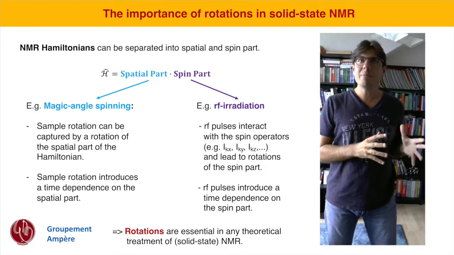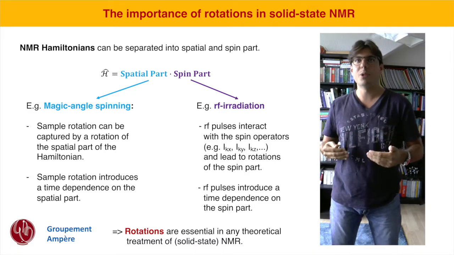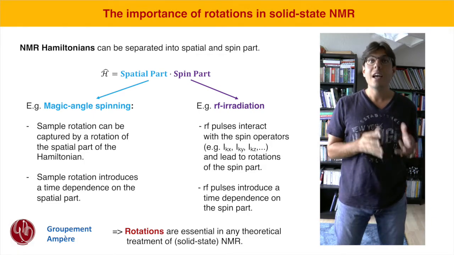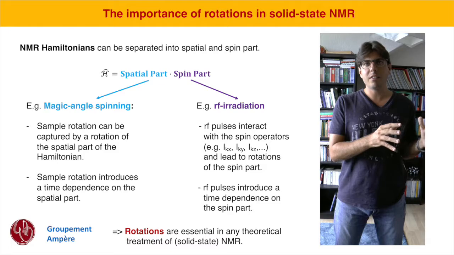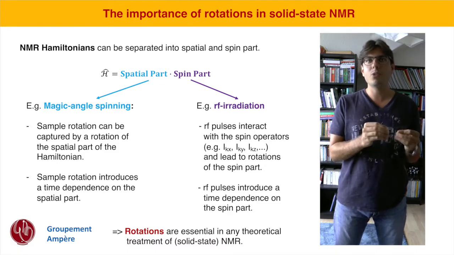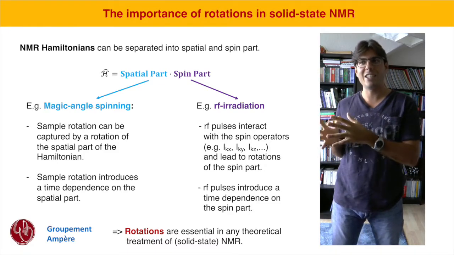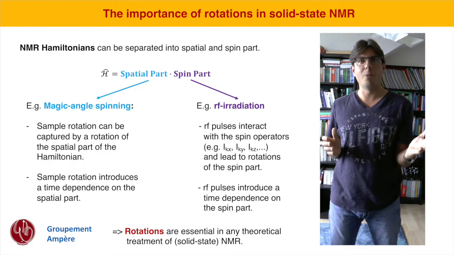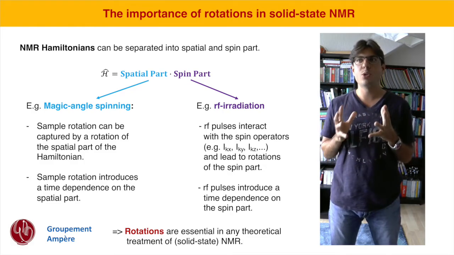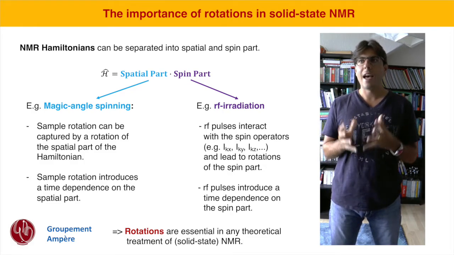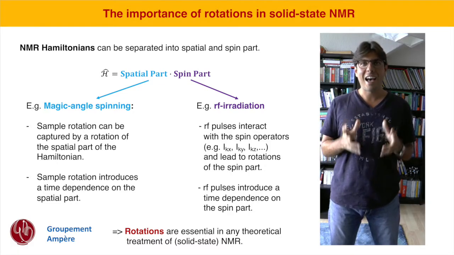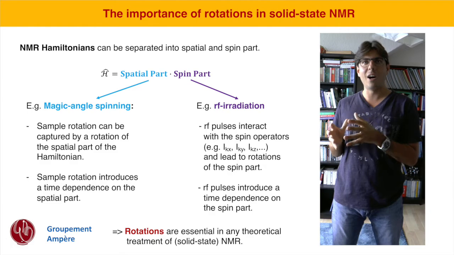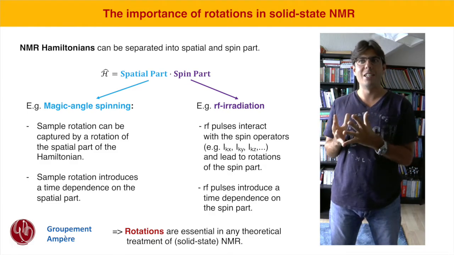But also the spin part of the Hamiltonian can be rotated. And how can it be rotated? Well, it's rotated by the RF interactions, right? When we pulse into our sample, what we are actually doing is performing some rotations on our spin operators. We are changing the orientation of our spin operators. And an RF pulse will introduce a time dependence on our spin part of the Hamiltonian.